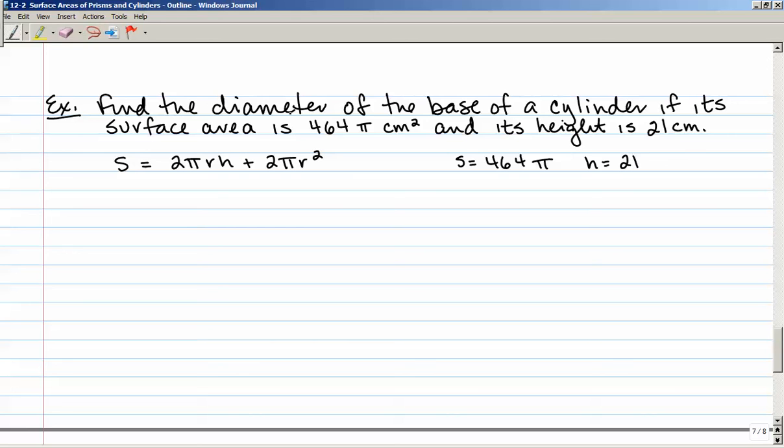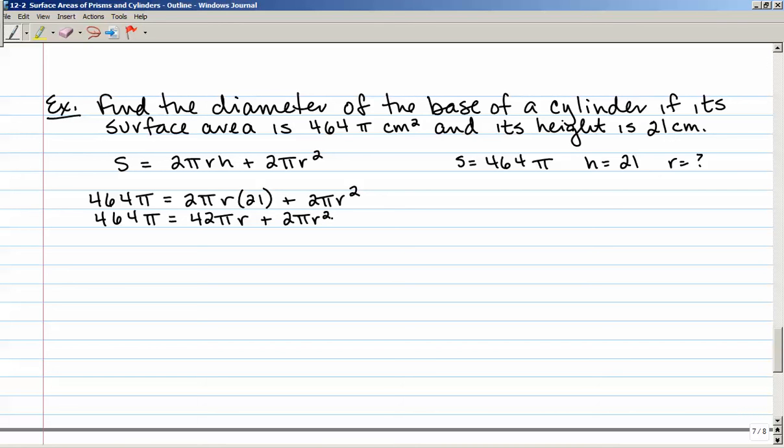What I need to find is the diameter, but I think I'll start by finding the radius, and then I can double that to get the diameter. So let's plug in the numbers we know. Surface area is 464 pi, and that equals 2 pi r, I don't know r, h is 21, plus 2 pi r squared. Let's clean that up a little bit. 464 pi equals 2 times 21, or 42 pi r, plus 2 pi r squared.